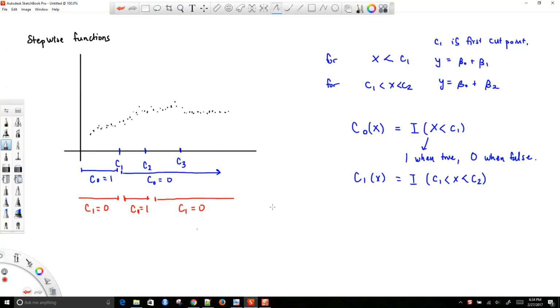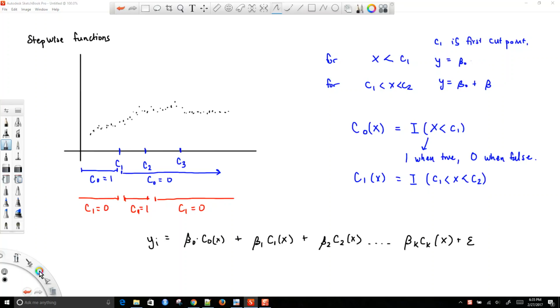And so basically we combine this linearly, and we just say that y sub i is equal to beta 0 times C0 of x, okay, plus beta 1 times C1 of x plus beta 2 times C2 of x, and so forth until you get to your last cut point, plus epsilon. So I apologize, this should be beta 0, and then this one should be beta 1. Okay, and so each of these things is equal to 1 only when this thing is true.